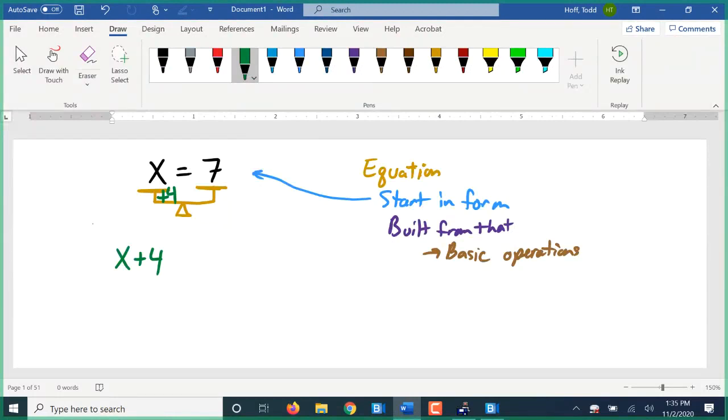However, if I do that, if I add 4 to one side, my equation, my scale, isn't going to balance anymore. Keep that scale balanced. Whatever I do to one side, I have to do exactly the same to the other side. So I have to add 4 to the 7 as well, which would make it 11. So we have now built a more complicated equation.